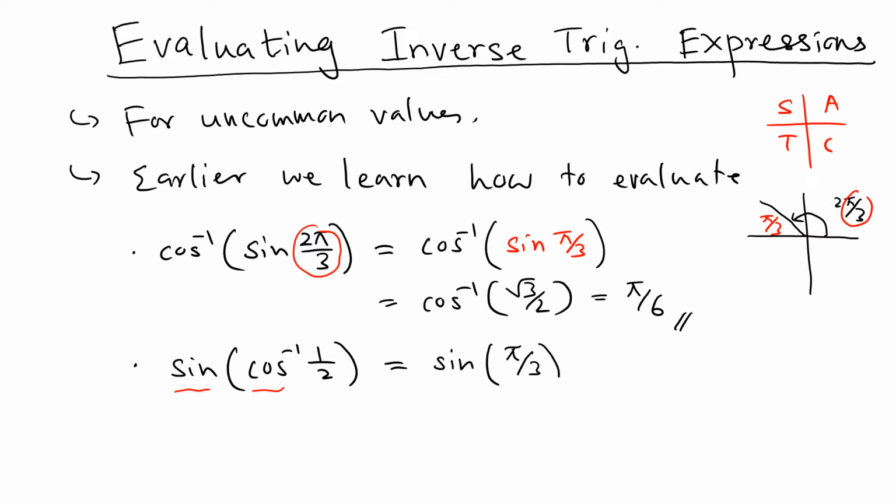Now we can evaluate sine pi over 3. Sine pi over 3 means square root 3 over 2, so that's what you get as the answer. So if you know common values, you can simply evaluate them like this.